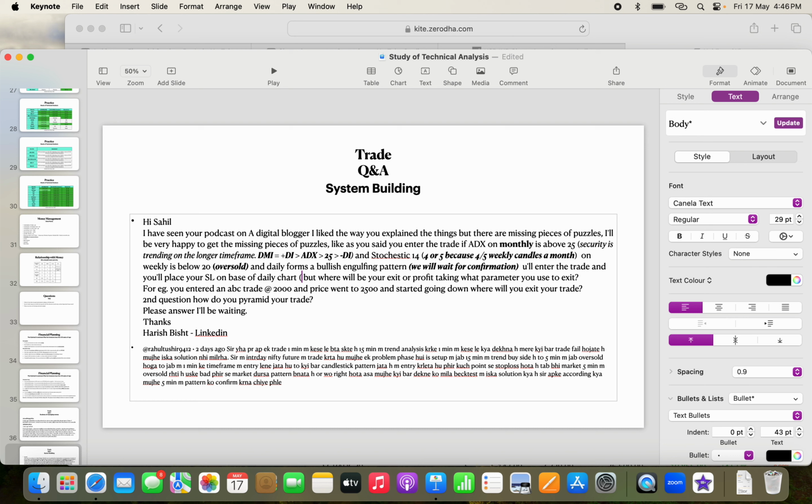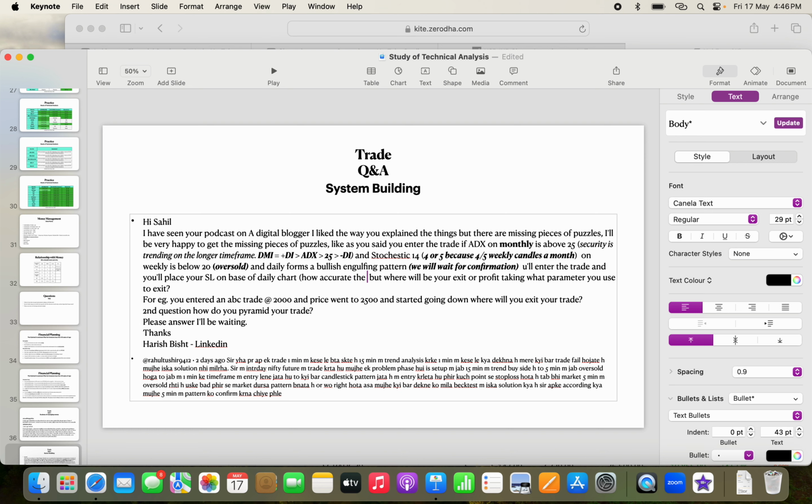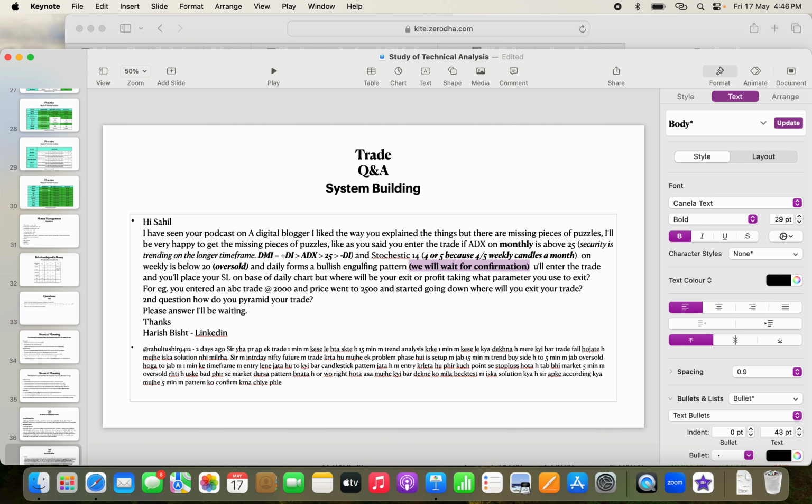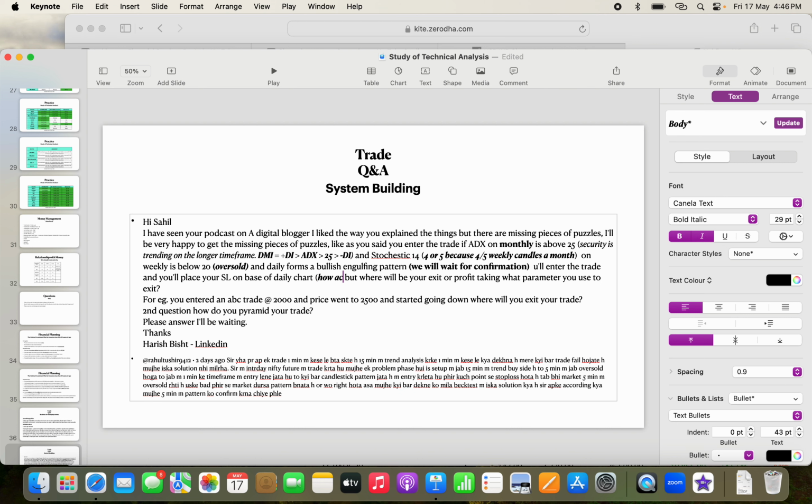So the question is, where will you place the SL on the daily is largely going to be determined by how accurate you want the system to be. All right. So now what do I mean by this? How accurate do you want the system? So it's basically how accurate do you want. All right. What does it basically mean?